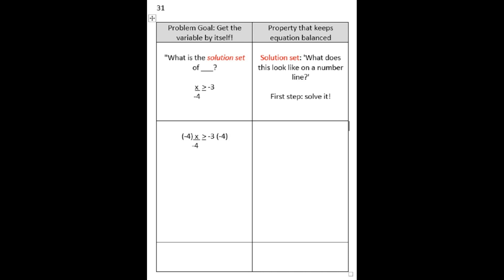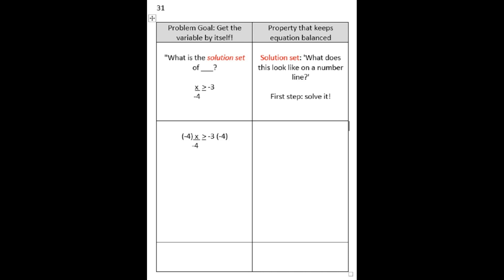So going on to number 31. What we have to remember is that we're looking for a solution set. Now, the idea of a solution set is basically they're asking you to solve for x. What does it look like on a number line? So when we say x divided by -4 is greater than or equal to -3, we're looking for the answer to that. So we're doing the same thing we've been doing.